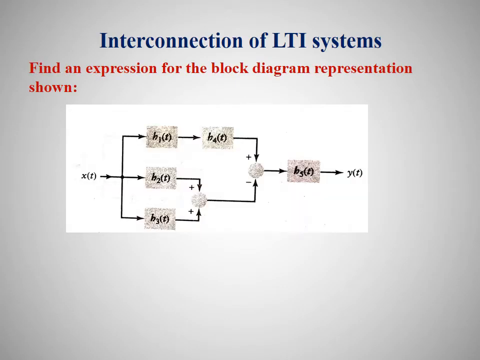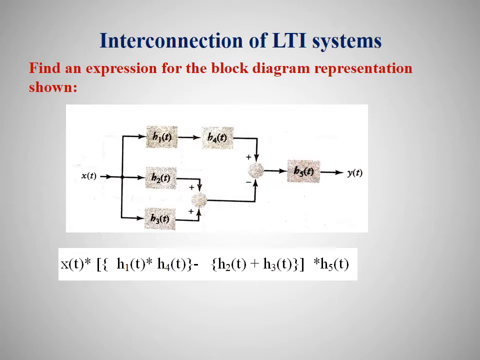Next, let us try to find out an expression for the block diagram. Given the block diagram, we are asked to obtain the expression for the same. How do we proceed with such a case? Here we would see it is h1 of t, h4 of t. Here we have a summation h2 of t plus h3 of t, and here again there is going to be a convolution with respect to h5 of t.